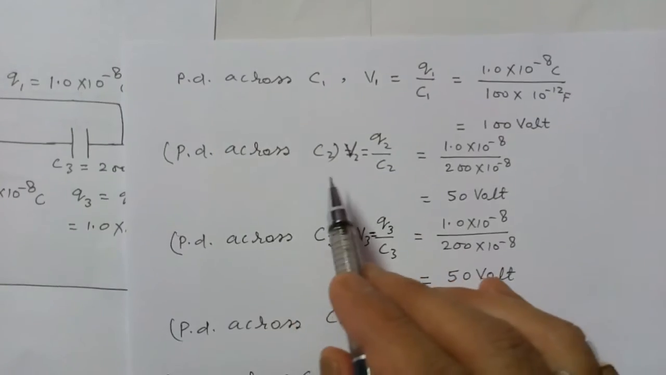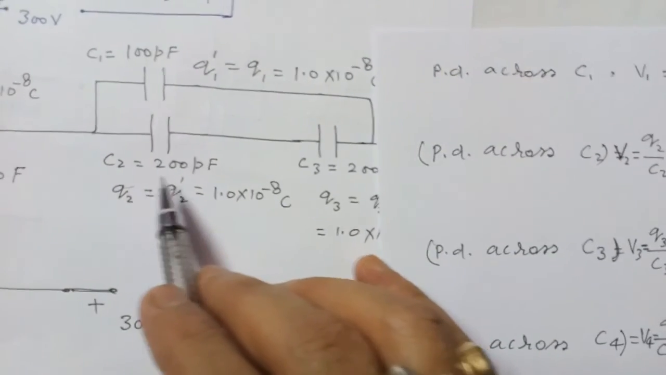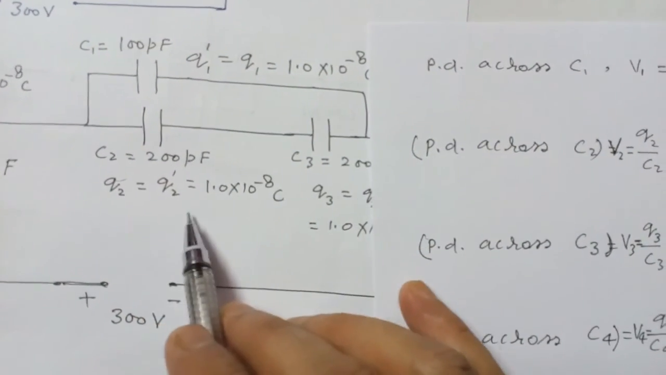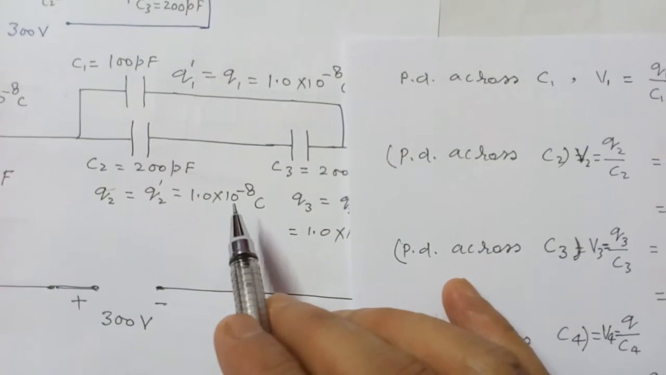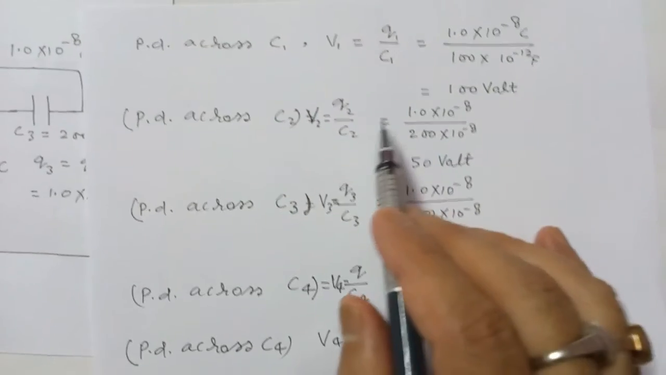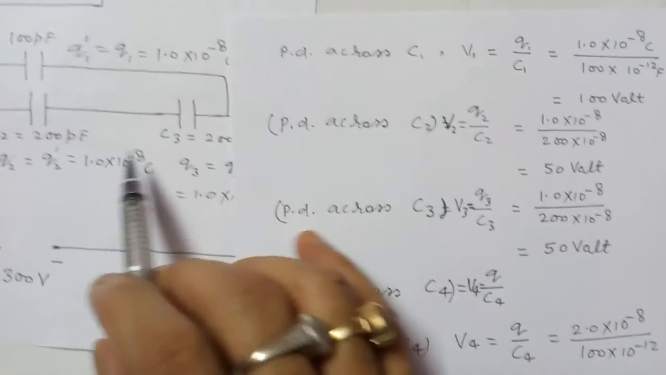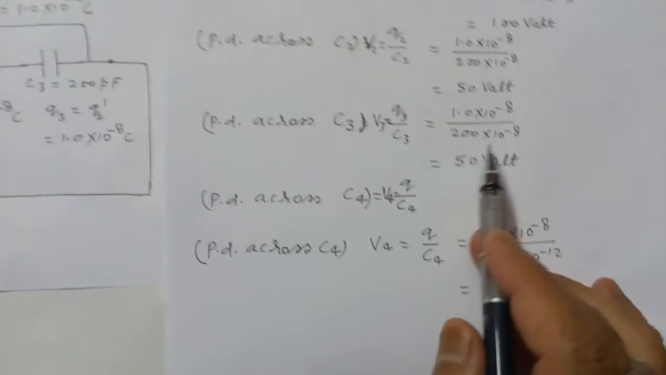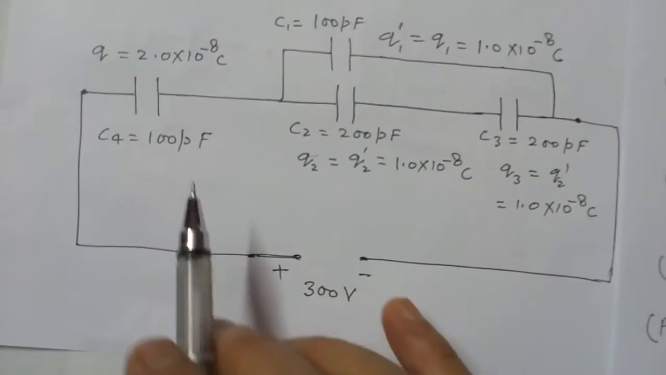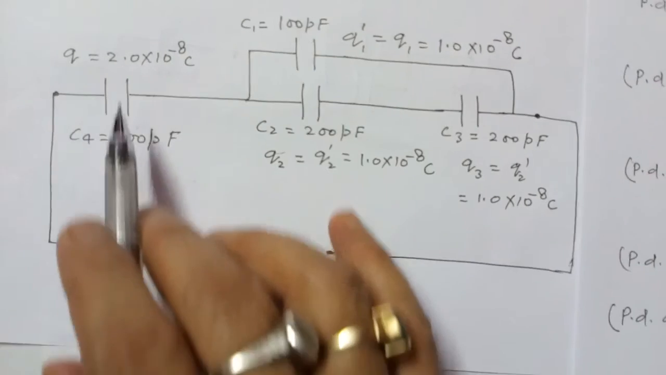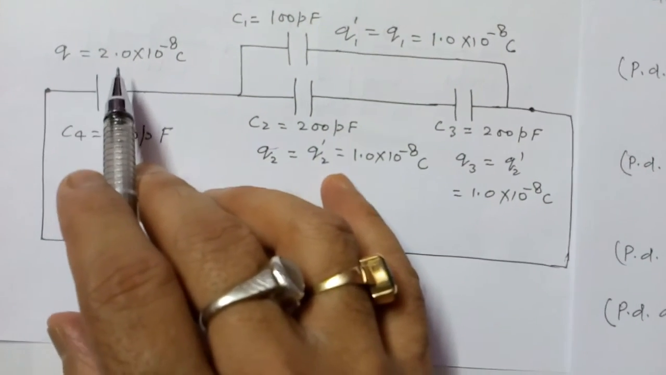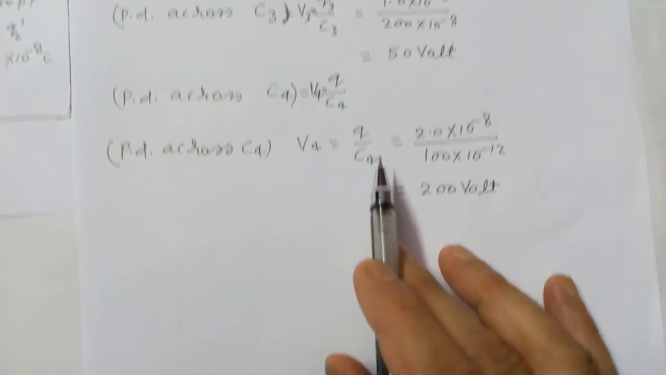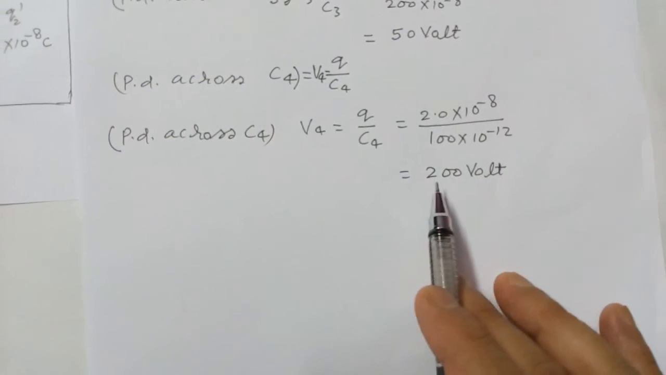Now the potential difference across capacitor C2. C2 is 200 picofarad and the charge on it is 1.0 into 10 to the power minus 8. So putting in the values, this is equal to 50 volt. Similarly, the potential difference across C3 is also 50 volt, and the potential difference across this 100 picofarad C4: now the charge on this is 2 into 10 power minus 8 coulomb. So V4 is equal to Q upon C4, and this is 200 volt.